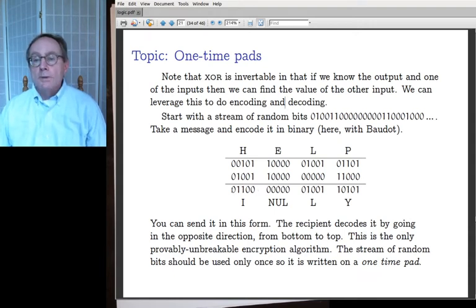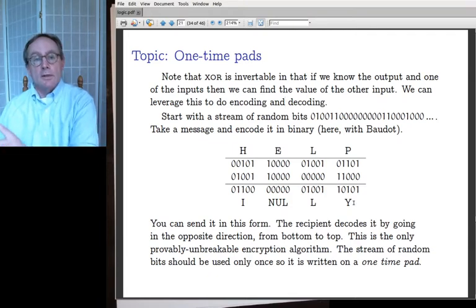If you look up 0, 1, 1, 0 in the Baudot code, it's an I, capital I. And so now I go to the telegraph operator and I ask the telegraph operator to send I, null, L, Y, this kind of stuff. It gets to the person at the other end.